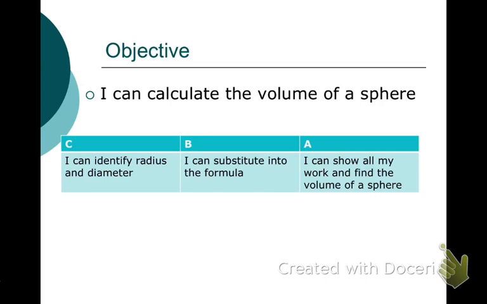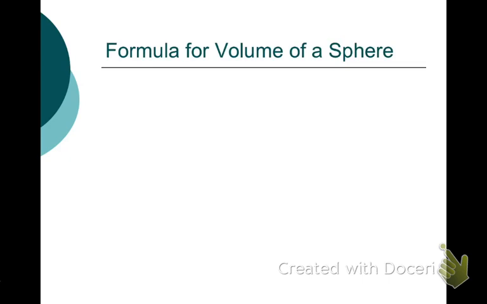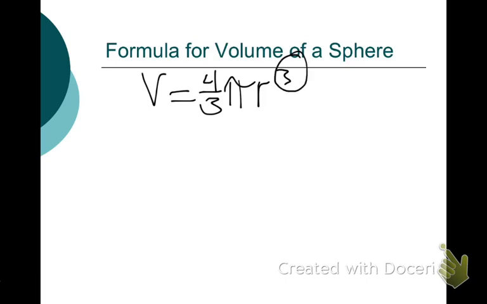The formula for the volume of a sphere is a little different than what we've seen. It's volume equals 4/3 pi r cubed. Notice that r is now cubed. That means you have to multiply three times, like 4 times 4 times 4, or 3 times 3 times 3.